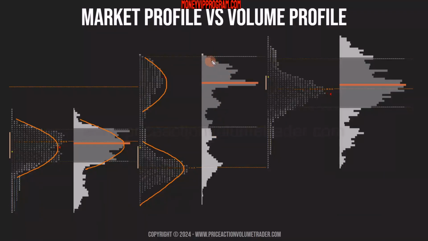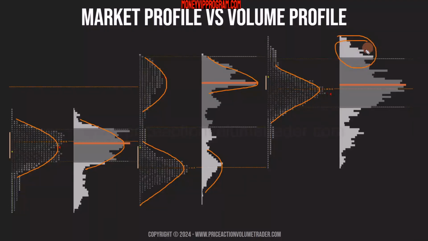The volume profile here is a little bit choppier, but you can see we have the bigger high volume nodes there. This one, we got a pretty balanced day with a very big distribution in the middle. Here you can see it's similar.